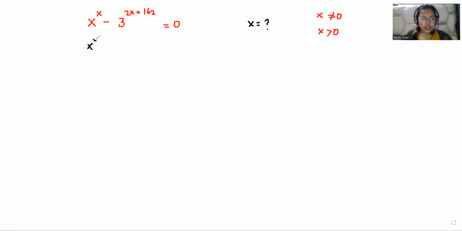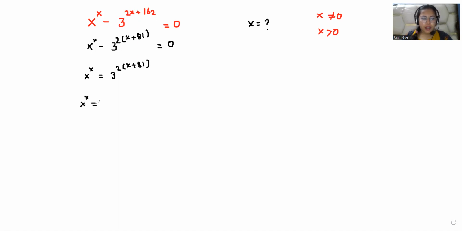So I can write x^x - 3^(2x+81) = 0. Here I can take 3 as common. So what is left? 2x + 81 is equal to 0. So x^x is equal to, 3 power goes to the other side, 3^(2x+81).